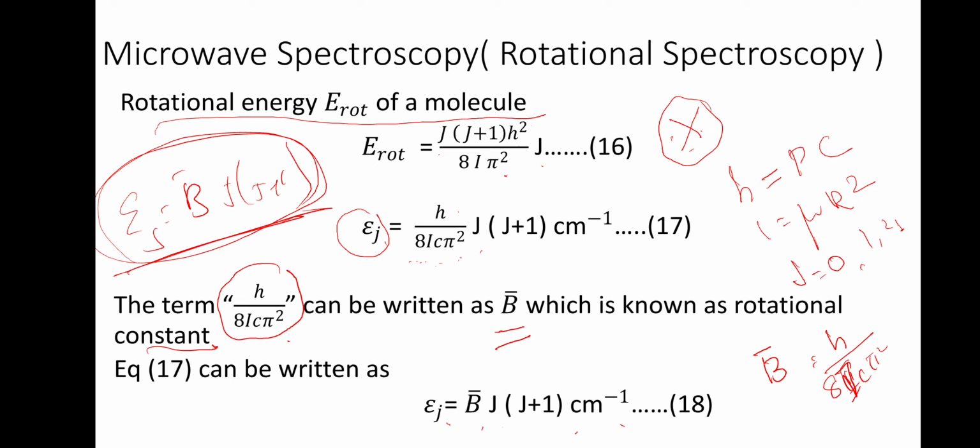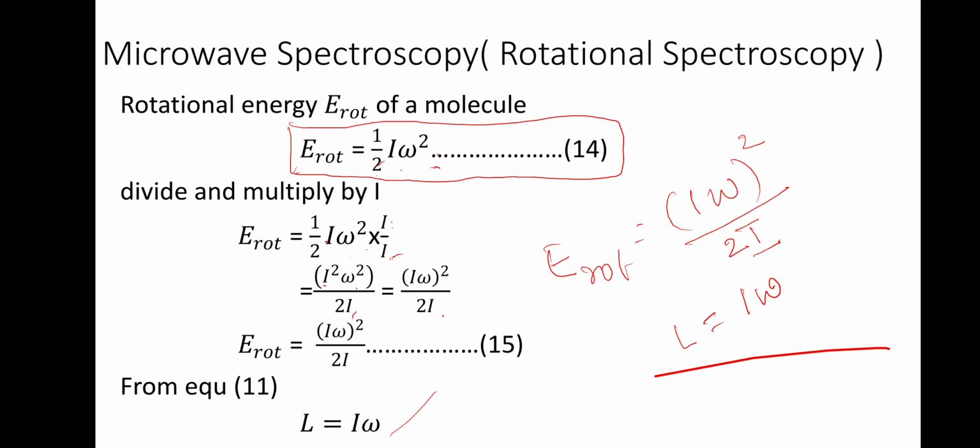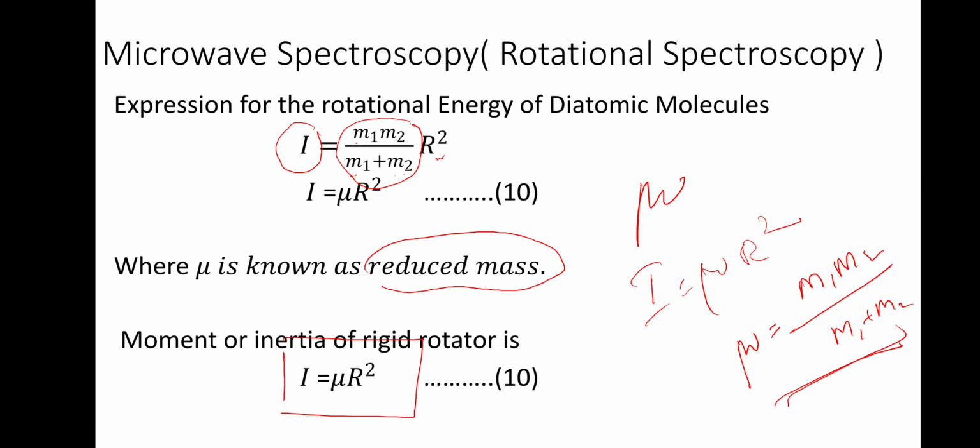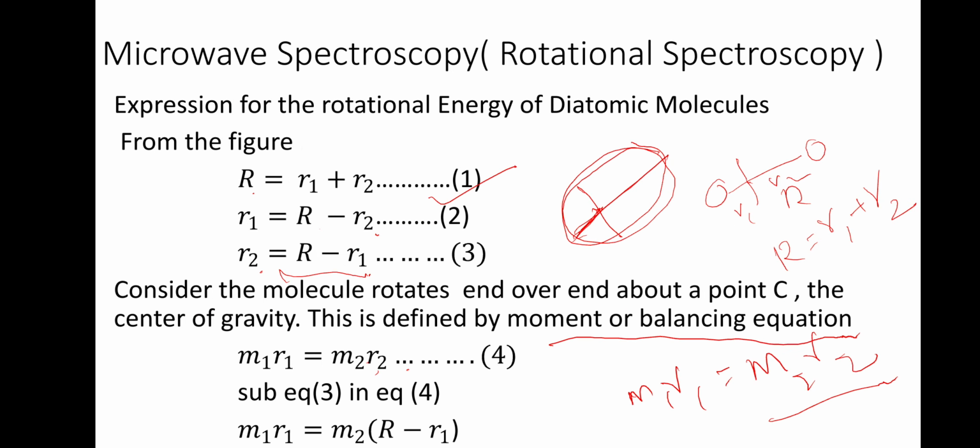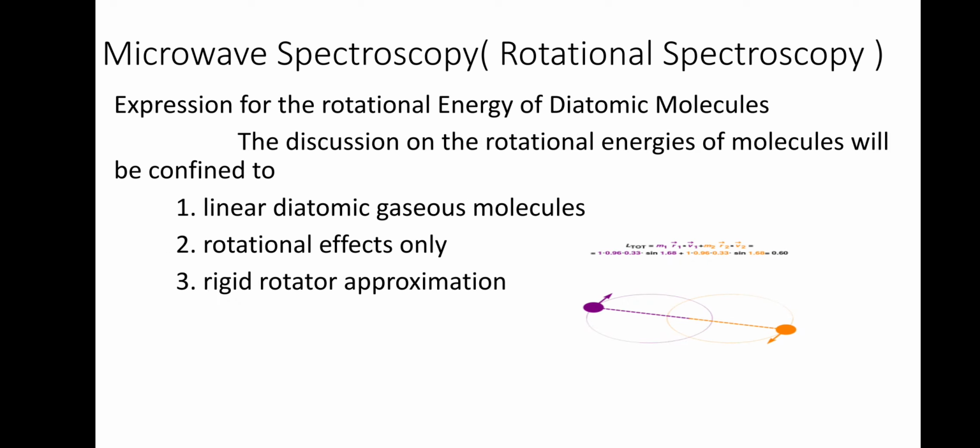When we found it, we made 3 assumptions. We assumed a linear molecule and a rigid rotator, and that is what we assumed to find it. And this is how we first find the moment of inertia, then we find the energy. So those are the 3 assumptions, and we will consider only the rotational effect.